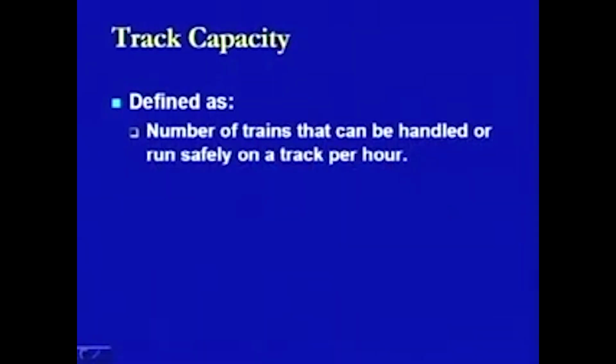Track capacity is defined as the number of trains that can be handled or run safely on a track per hour. It means depending on the number of tracks which have been provided or the number of directions in which the traffic can be moved, we can talk about the number of trains which can move per direction per track. When we have this data in hand, we can find out how many trains can move in either direction or in both directions taken together, and that defines the total track capacity of that section.